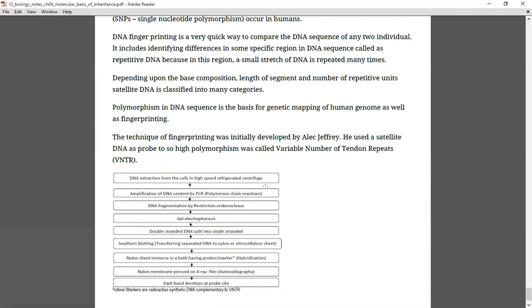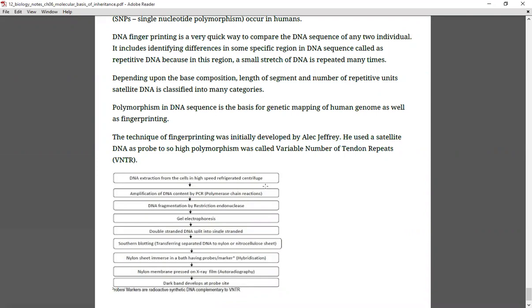The next step is the nylon membrane being pressed on X-ray film. The nylon sheet already contained the single-stranded DNA. Then it was introduced to the probe or marker, so it was attached. After that, this nylon sheet is pressed on the X-ray film, and this process is known as autoradiography, right? Once it is pressed, all the bands are settled on the X-ray film. Then the dark band develops at the probe site.